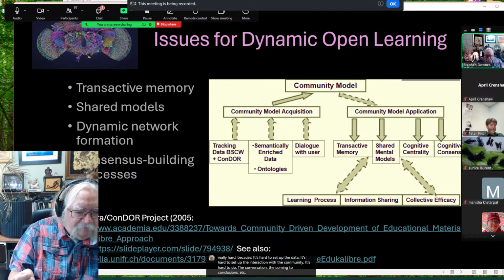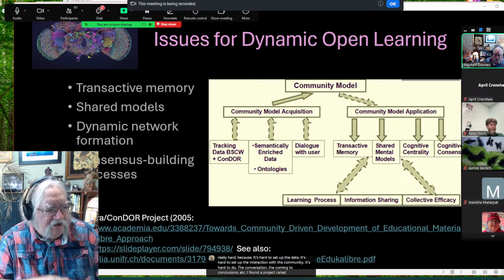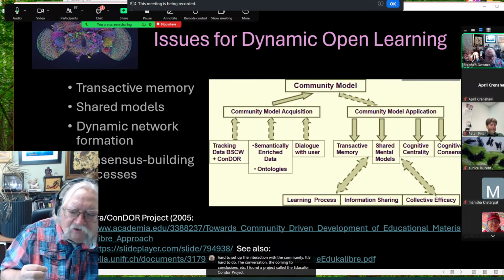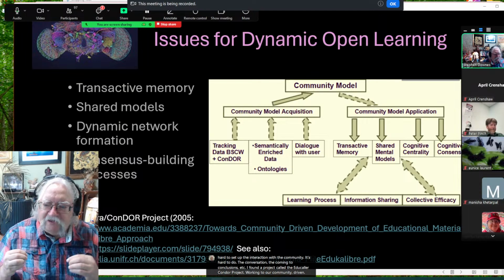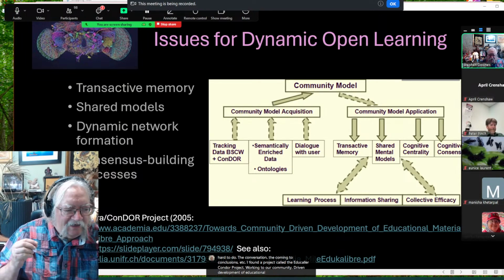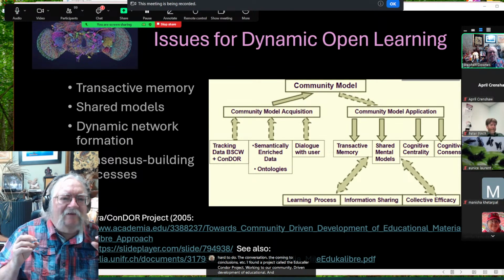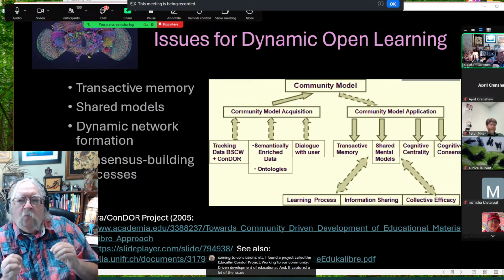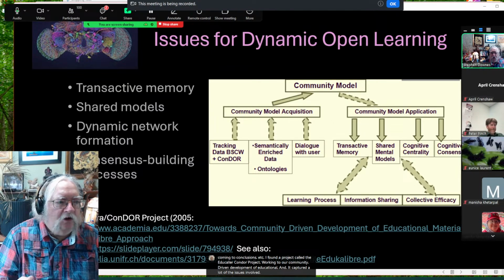I found a project called the Educalibra Condor Project, working toward community-driven development of educational material. And it captured a lot of the issues involved with creating dynamic open learning.